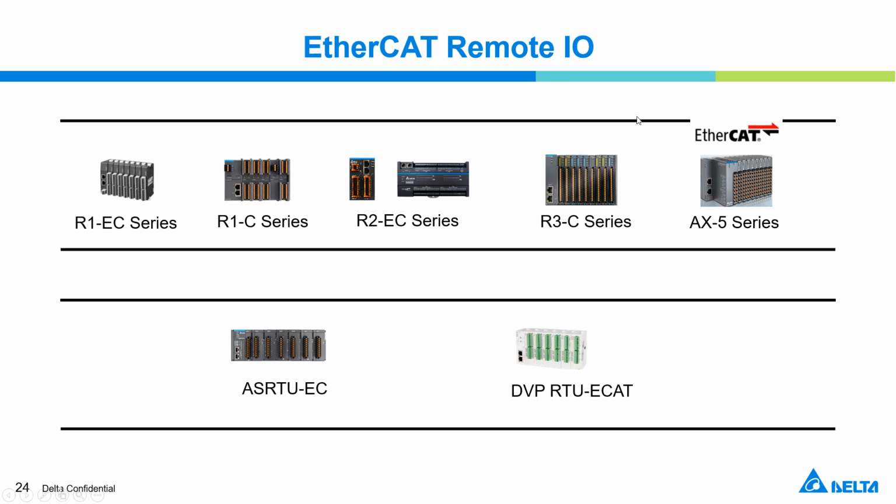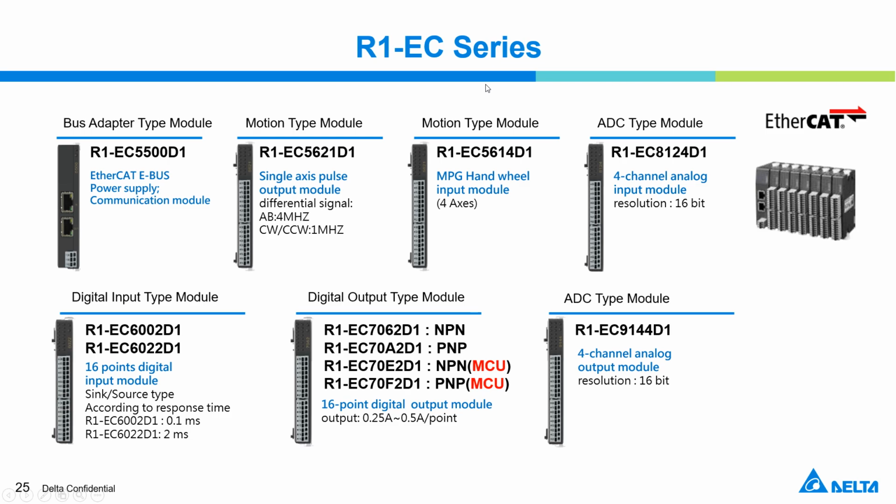Later we go to the EtherCAT remote I/O, and you can see here we have a lot of remote I/O series like R1-EC, R1-C, R2-EC, R3-C series, AX-5, AS-RTU, and DVP-RTU. Later I will introduce them one by one, and what the difference and advantage of each series is. The first one is R1-EC.